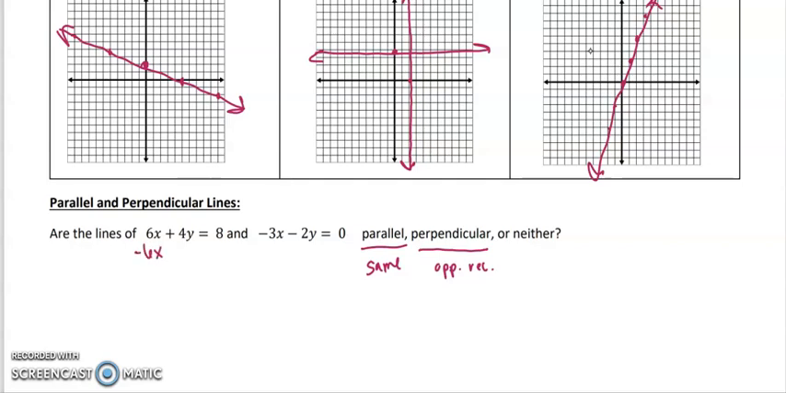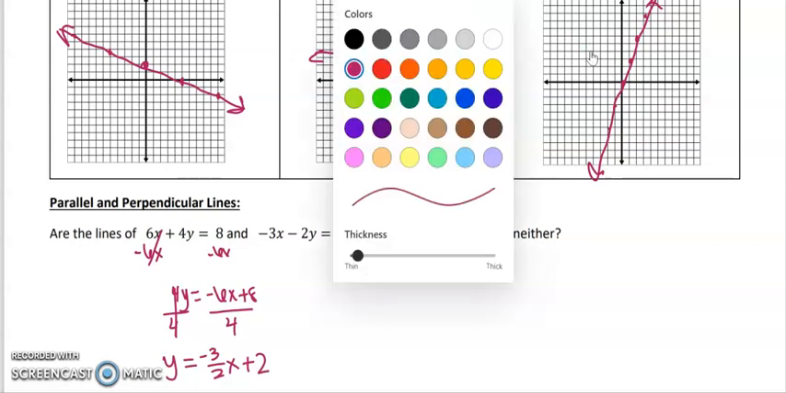We subtract 6x. That goes away. 4y equals, I'm going to put the -6x first, but it's kind of your choice. We divide by 4. Y equals -6 divided by 4 would reduce to -3 over 2 x. 8 divided by 4 is +2. So that's that one.